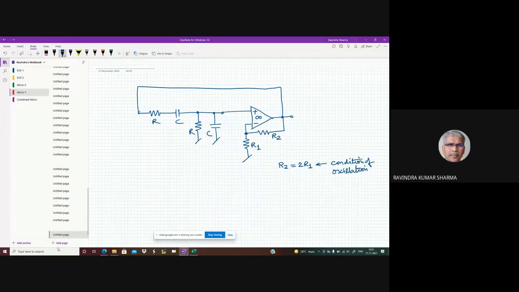When this condition of oscillation, short में इसको हम CO बोल सकते हैं, CO. When this CO is satisfied, then this circuit will oscillate and will produce a sine wave. उस समय what will be frequency of oscillation? In that case, omega naught will be 1/2πRC. This is called FO, frequency of oscillation.